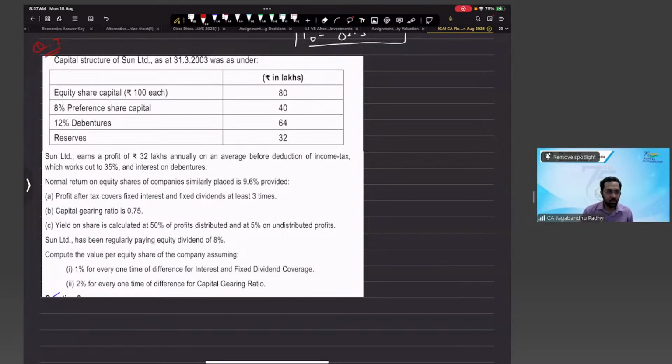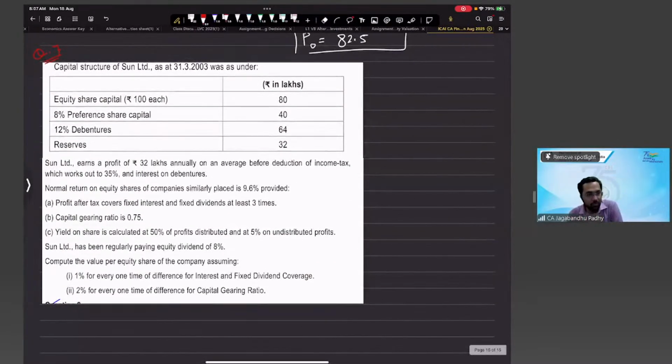Okay. So the capital structure of Sun Limited as on 31st March 2003 is as under. We have equity share capital of 80, preference share capital of 40, 12% debentures of 64, and reserves of 32. Sun Limited earns a profit of 32 lakhs annually on an average before deduction of income tax, which works out to be 35%, and interest on debentures. Normal return on equity shares of companies similarly placed is 9.6%, provided.